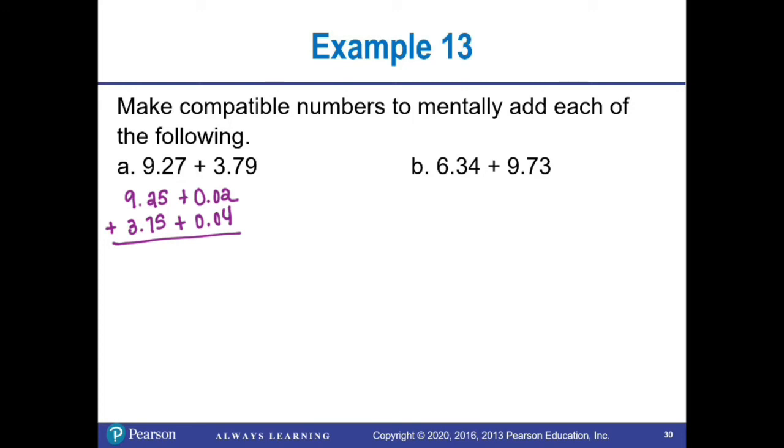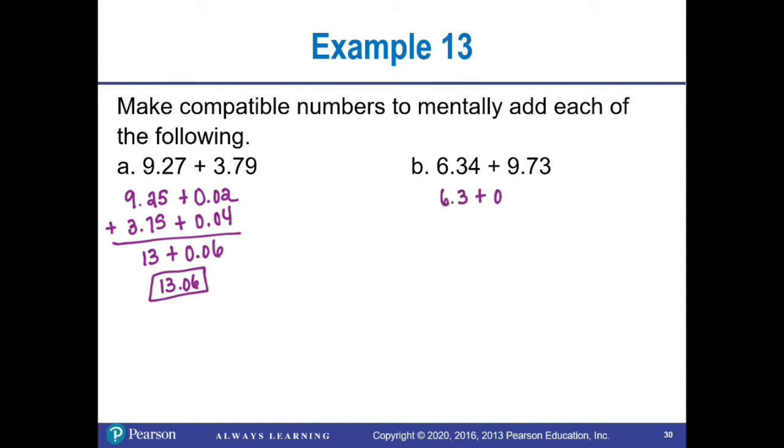So 3 plus 9 is 12, plus a whole from my decimal places makes 13. Add 0.02 and 0.04, that's 0.06. And 13 plus 0.06 is 13.06. Look at part B.